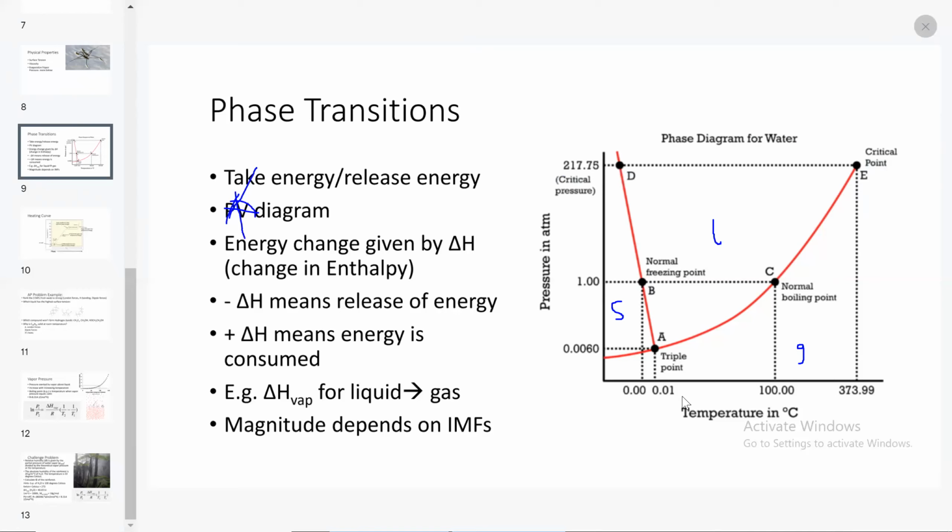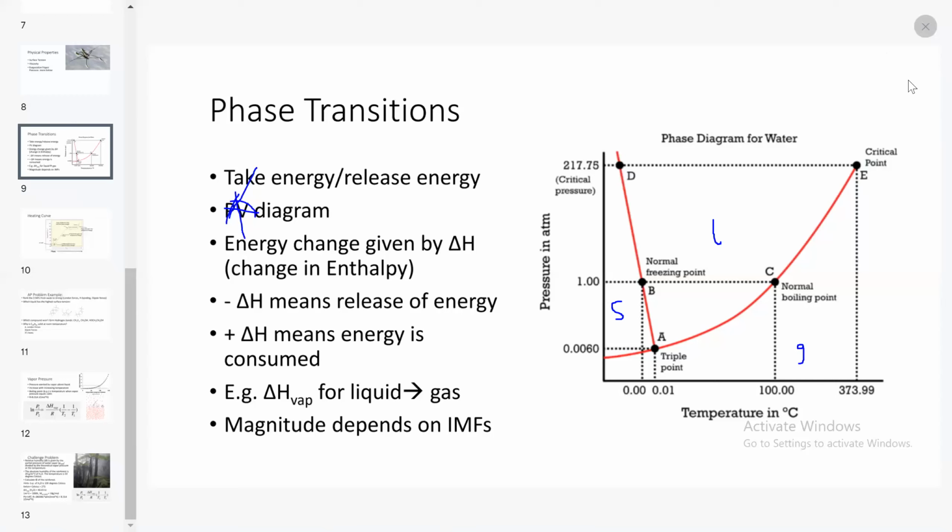Now, what happens when we increase the pressure and the temperature to some really large value? So 217 atmospheres, which is very high, and 373 Celsius. Then we pass what's called the critical point, and you can see that the line stops at the critical point. This is because past the critical temperature and the critical pressure, gases and liquids are no longer distinguished. So if you look up, in this upper region of the phase diagram, we have a phase called a supercritical fluid.